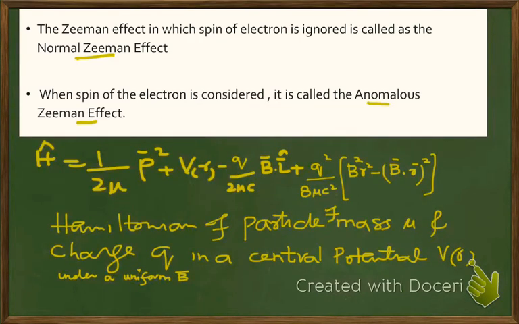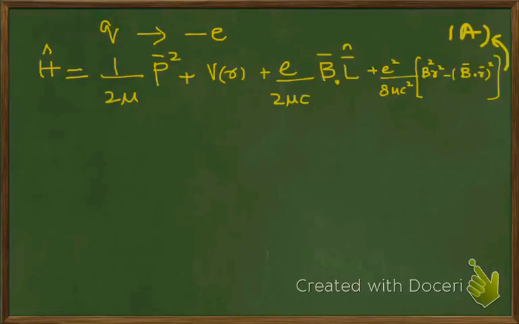First, I have written the Hamiltonian of a particle of mass mu and charge q in a central potential under a uniform magnetic field. If we write the Hamiltonian of hydrogen atom when subjected to such a uniform magnetic field, we have to replace q with minus e, that is the charge of electron. So Hamiltonian is equal to, this is called equation A.